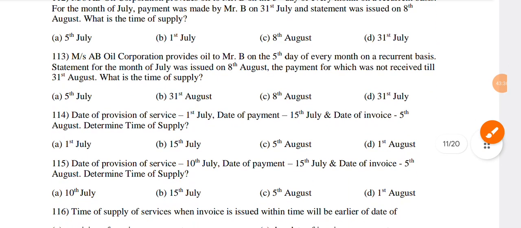Next question. Mr. AB Oil Corporation provides oil to Mr. B on the fifth day of every month on a recurrent basis. Statement for the month of July was issued on 8th August, the payment for which was not received till 31st August. What is the time of supply? The options are A, 5th July; B, 31st July; C, 8th August; and D, 31st July. The correct option is C.